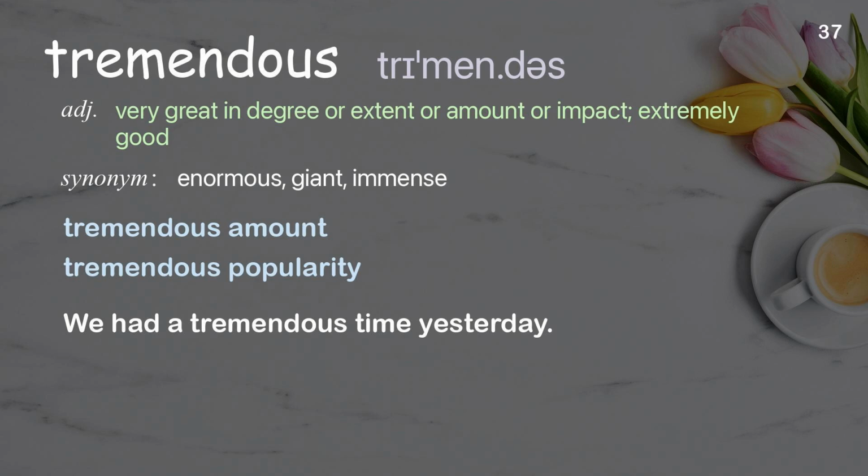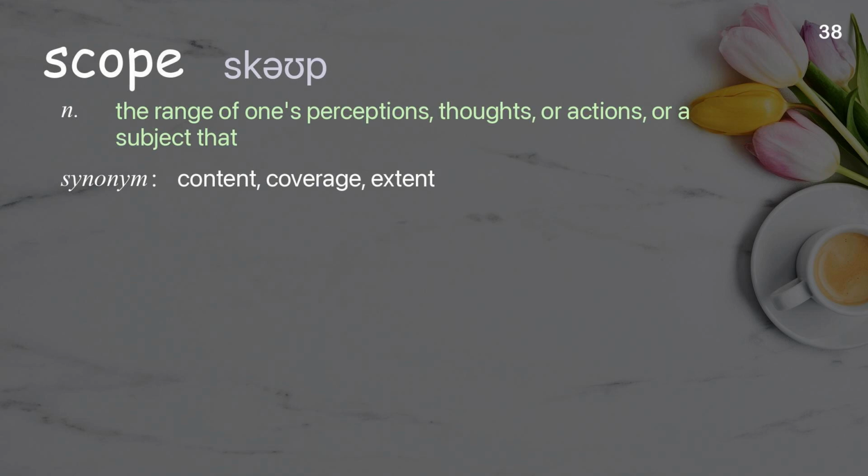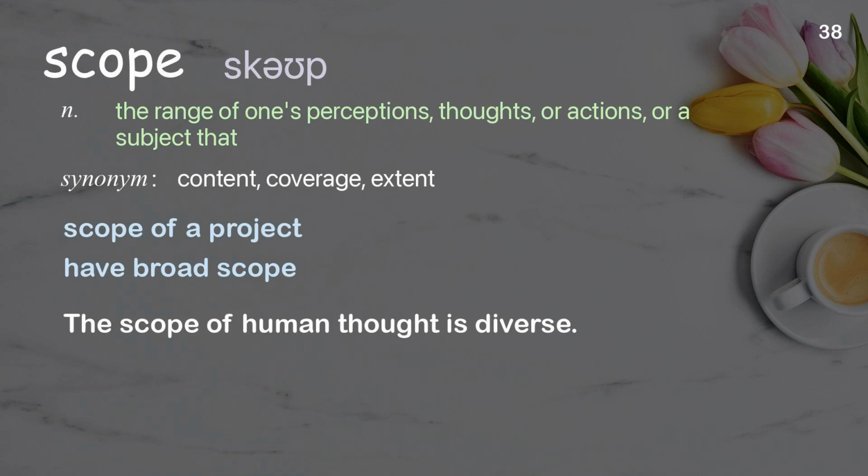Scope. The range of one's perceptions, thoughts, or actions, or a subject that. Examples. Scope of a project. Have broad scope. The scope of human thought is diverse.